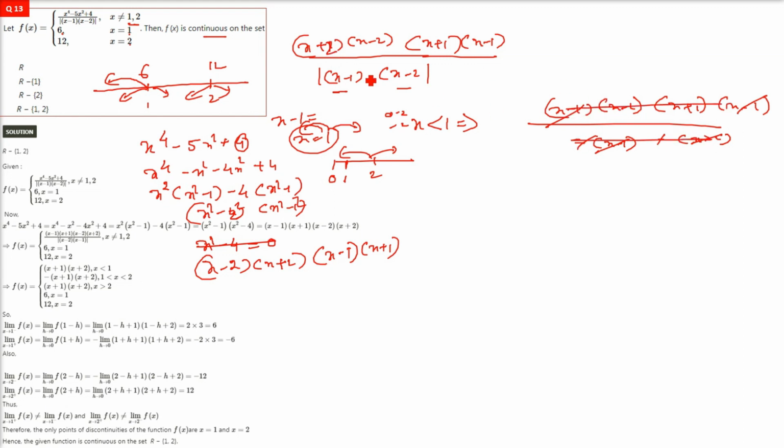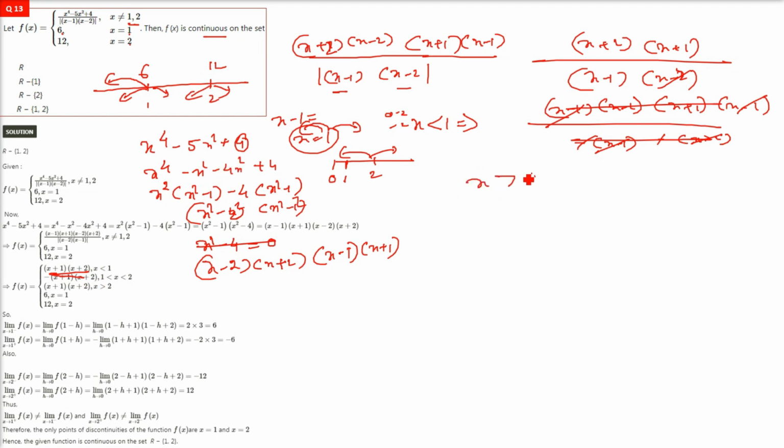Now you have to check for x greater than 2 also, and you have to check for x in between 1 and 2 also. So what I am doing here is x minus 1, x minus 2. I am writing it again just in case you miss something. So just cancel these two, and x plus 2 and x plus 1. Only positive values will remain, but the negative in the denominator becomes positive.